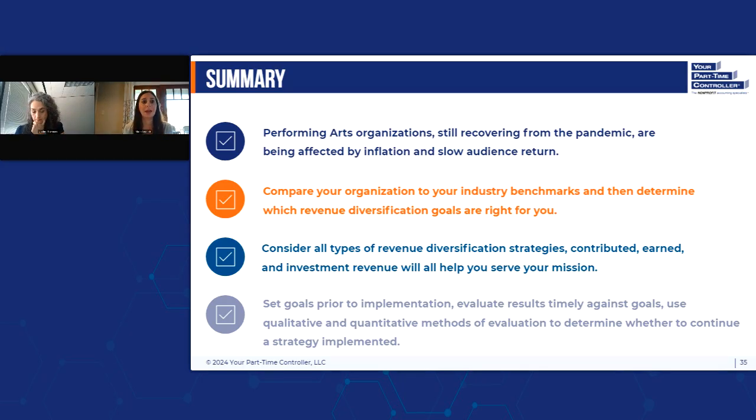Okay, so let's recap the important points from today's session. First, arts companies are still recovering from the pandemic when it comes to being affected by inflation and slow audience return. Compare your organization to your industry benchmarks to help you determine which revenue diversification goals are right for you. Make sure you consider all types of revenue diversification strategies: contributed, earned, and investment revenue. They can all help you serve your mission. Set goals prior to implementation, evaluate results against goals in a timely manner, and use qualitative and quantitative methods of evaluation to determine whether to continue a particular strategy.